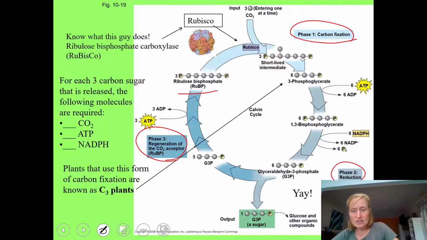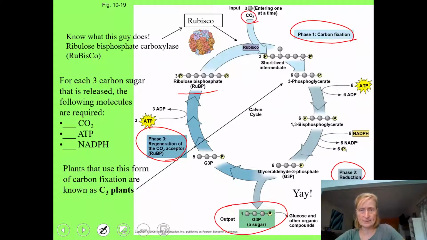What else do I see? Oh, I see sugar popping out. I see carbon dioxide entering the cycle. I see ATP being used up at different places in the cycle. I see NADPH being oxidized. This must be a redox reaction. It's losing electrons in that part of the cycle. What else do I see?